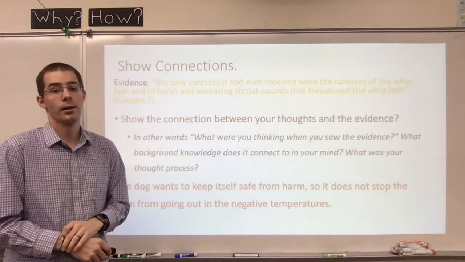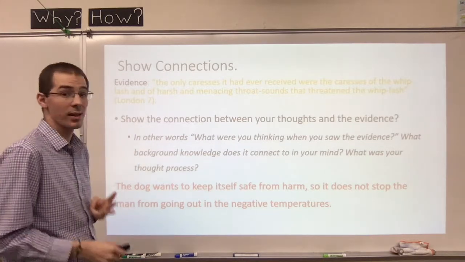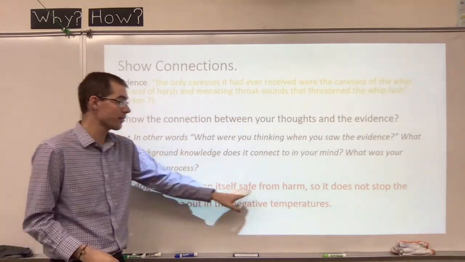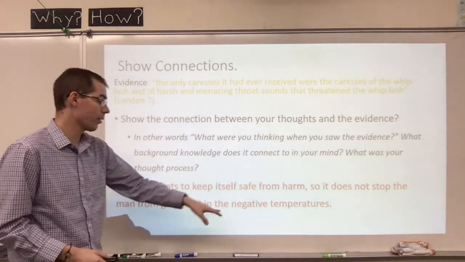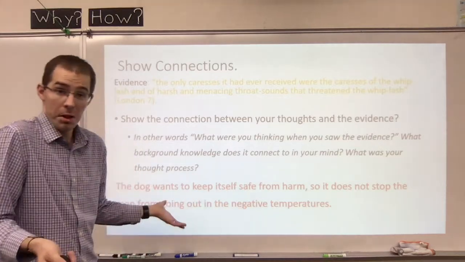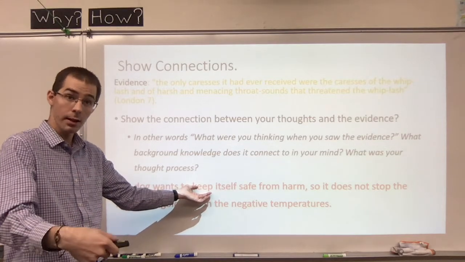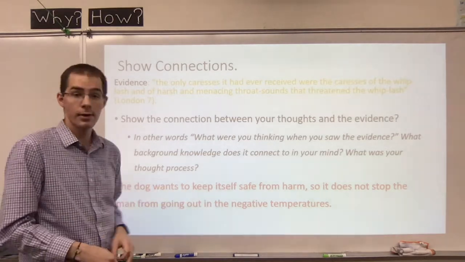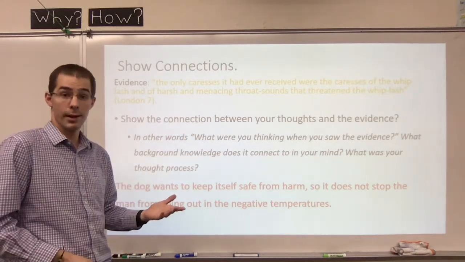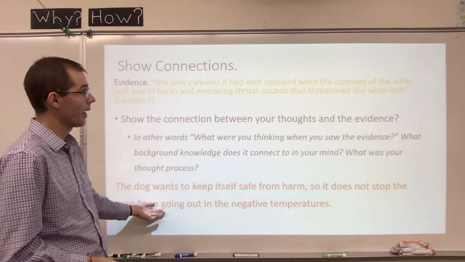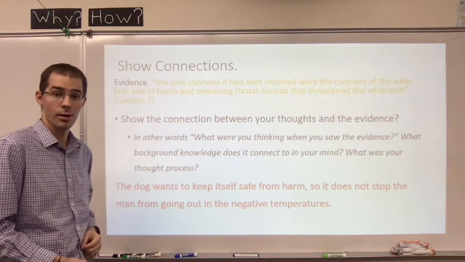Here's what I have said. Because the dog is getting beat, because the dog is getting hurt and it's scared and doesn't want to get hurt, I've said the dog wants to keep itself safe from harm. So, it does not stop the man from going out in the negative temperatures. Right? If the dog wants to keep itself safe from harm, it doesn't want to go against its master and get beat, it's going to just go out in the negative temperatures without saying anything. So the reason why he let the man go is because it did not want to get hurt. And I've explained how that works. So my thinking is now explained on paper, and I can see the connections here.